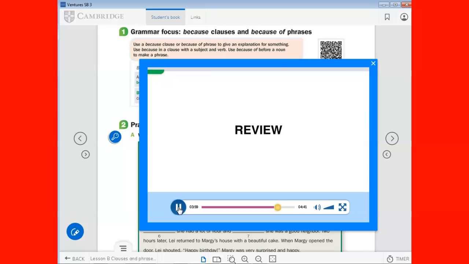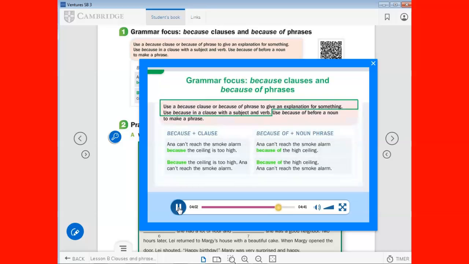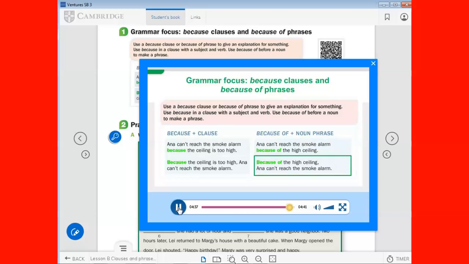Let's review. Use a because clause or because of phrase to give an explanation for something. Use because in a clause with a subject and verb. Anna can't reach the smoke alarm because the ceiling is too high. Because the ceiling is too high, Anna can't reach the smoke alarm. Use because of before a noun to make a phrase. Anna can't reach the smoke alarm because of the high ceiling. Because of the high ceiling, Anna can't reach the smoke alarm.